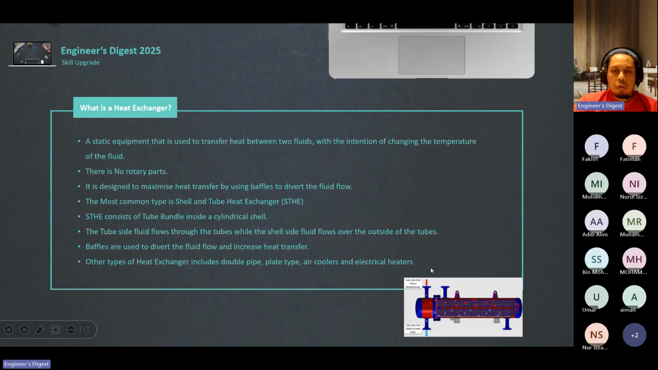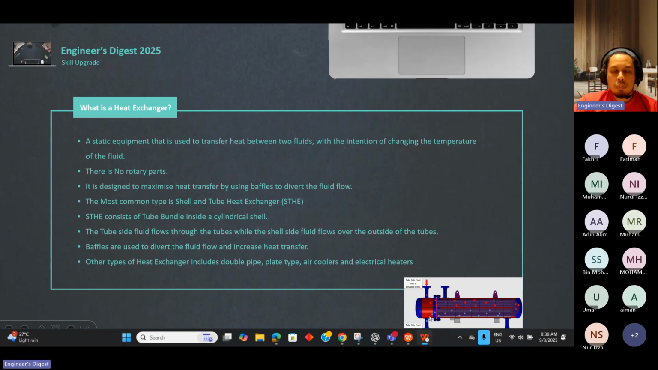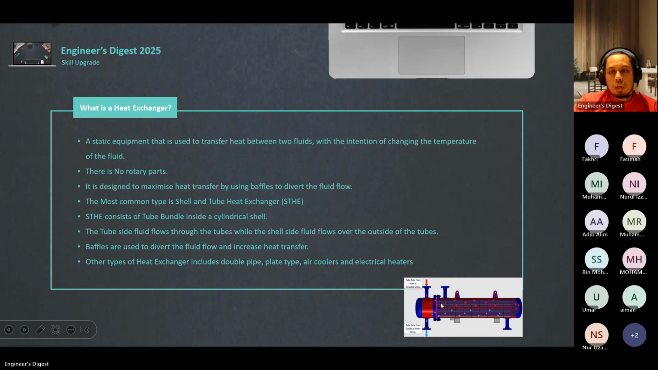So if one is coming in hot, when it goes through the tube, when it goes out, it will change the temperature from hot to cold. The shell side is the same. Once it's coming here hot, then it will go cold. Or if it's coming cold, it will go out as hot. There is no rotary part. That's why this is a static equipment. Okay, it is designed to maximize heat transfer by using baffles.